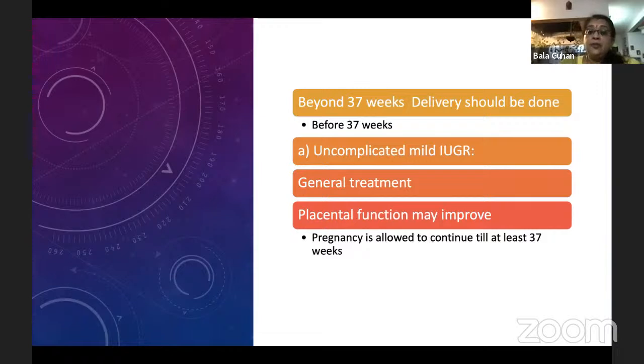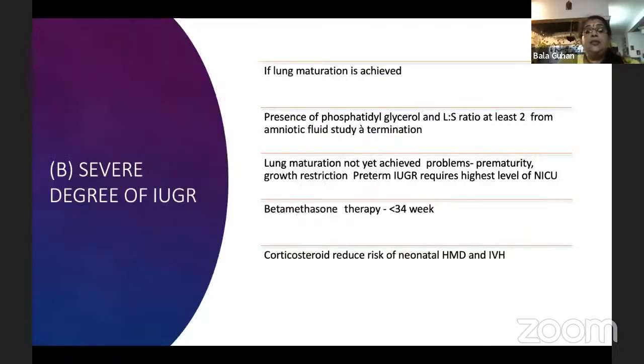Before 37 weeks, in uncomplicated mild IUGR, general treatment is given to improve the general nutrition of the mother and to improve placental function. Pregnancy may be allowed to continue till at least 37 weeks. Once lung maturation is achieved, you can terminate the pregnancy. The presence of phosphatidylglycerol and an L/S ratio of at least 2 in amniotic fluid is the marker for lung maturity.